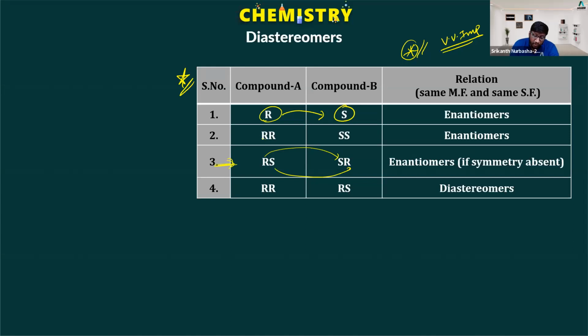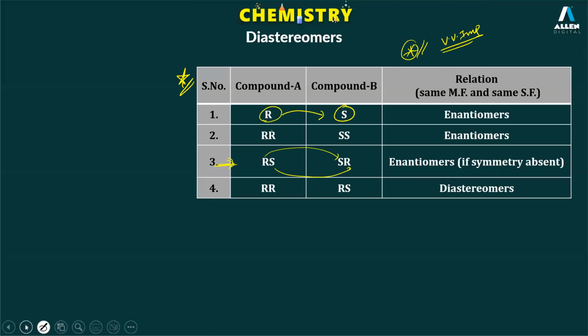Like in case if you have RR or SS, then there is no possibility of symmetry because at the second carbon also we have same type of groups, third carbon also same type of group. Two chiral carbons with same configuration means you cannot have symmetry. If one is R, other is S, then there can be a possibility of symmetry. If symmetry is present, in that case, it is not going to be an enantiomer. RS, SR change happened, they are said to be enantiomers if symmetry is absent. Got it now? Yes, sir.